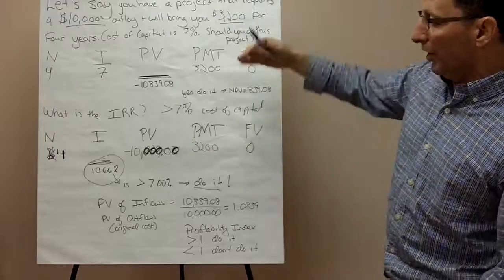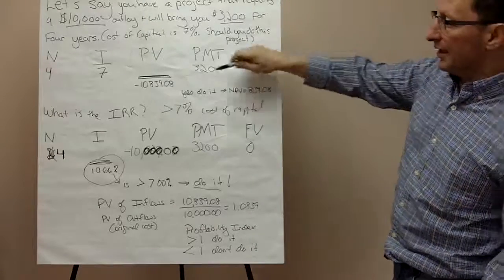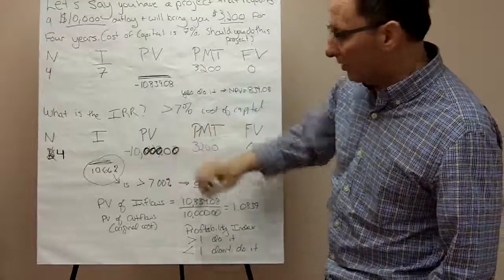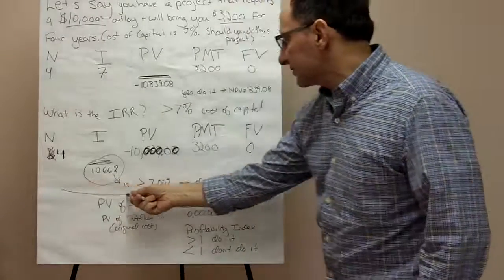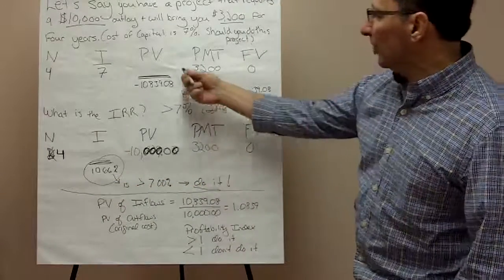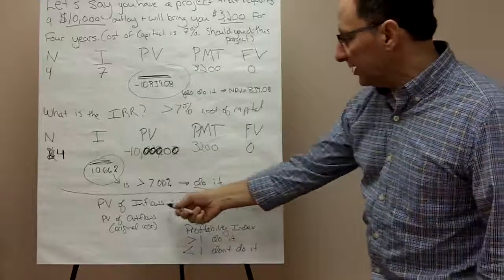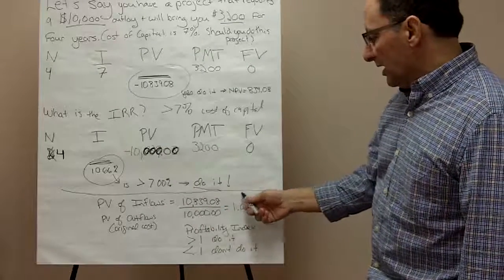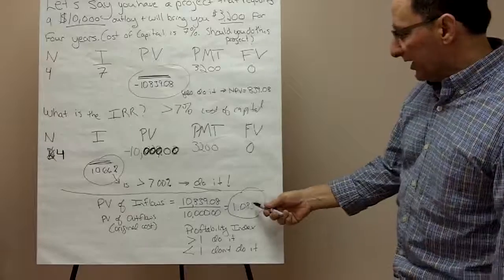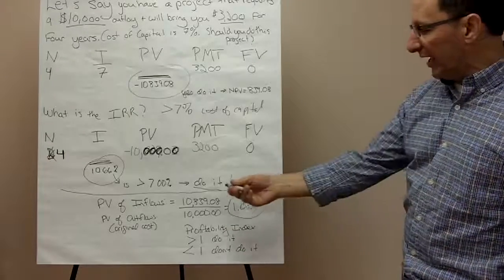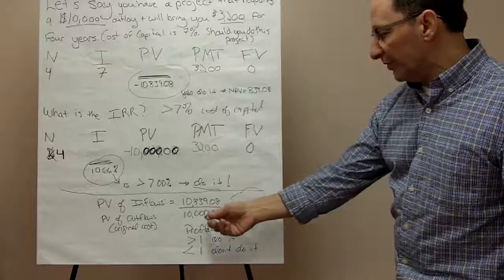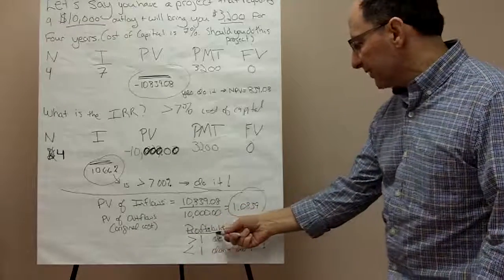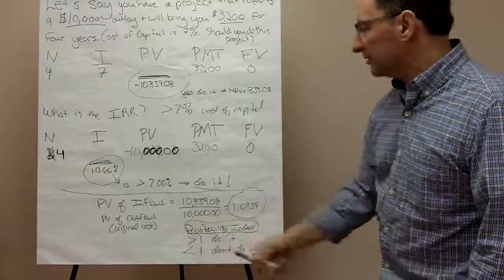Now, another way of looking at this, so there's 3 different ways. Is this greater than 10,000? Is this greater than 7%? Or we could say this. The present value of our inflows divided by the present value of our outflows, that was our initial cash outflow. If that number is greater than 1, we should do it, because again, the present value of the inflows is greater than the present value of the outflows. We call this the profitability index. We're going to be discussing that in our very next topic here in part 2.